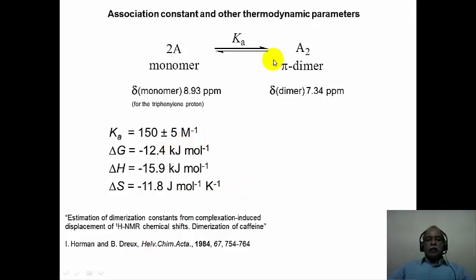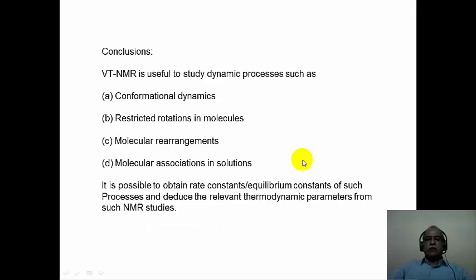Now the procedure that is adopted for this study comes from this particular reference, and in this reference the estimation of the dimerization constant of very weak complexes using proton NMR chemical shift is what is discussed. We essentially used that protocol to study this equilibrium by variable temperature as well as variable concentration NMR spectroscopy for looking at this dimerization process.